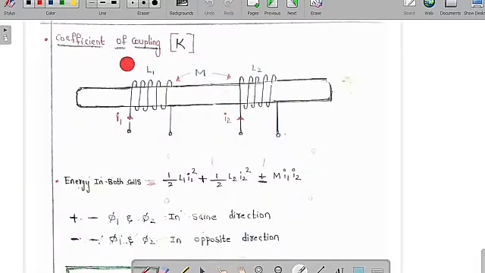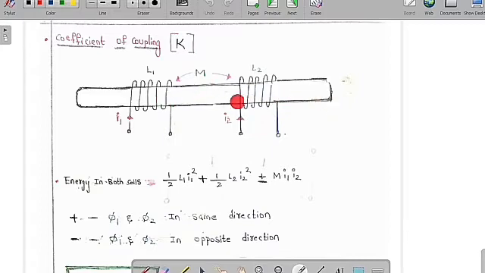Now we are going to learn about the coefficient of coupling. Suppose there is an iron core. On this core I am going to wind two coils, coil 1 and coil 2. Coil 1 has a self-inductance of L1, whereas coil 2 has a self-inductance of L2. Then I am going to inject the current I1 in coil 1 and the current I2 in coil 2.